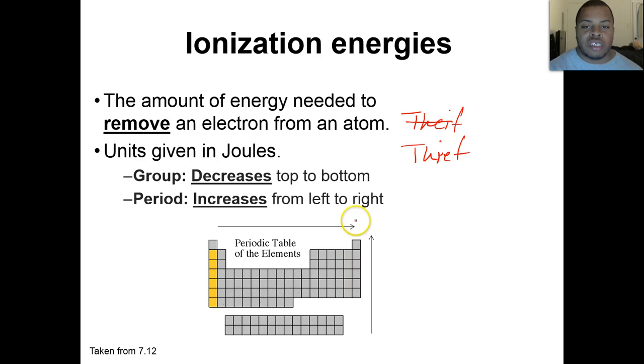Now, I drew my arrows here with the largest part of the arrow pointing where the largest values would be. If I'm going to compare this or look at this idea, I notice that in the group it decreases as I go from top to bottom. Therefore, whatever element is at the top of this column is the one that I can use to compare my other elements to in order to see which one would have the higher values.